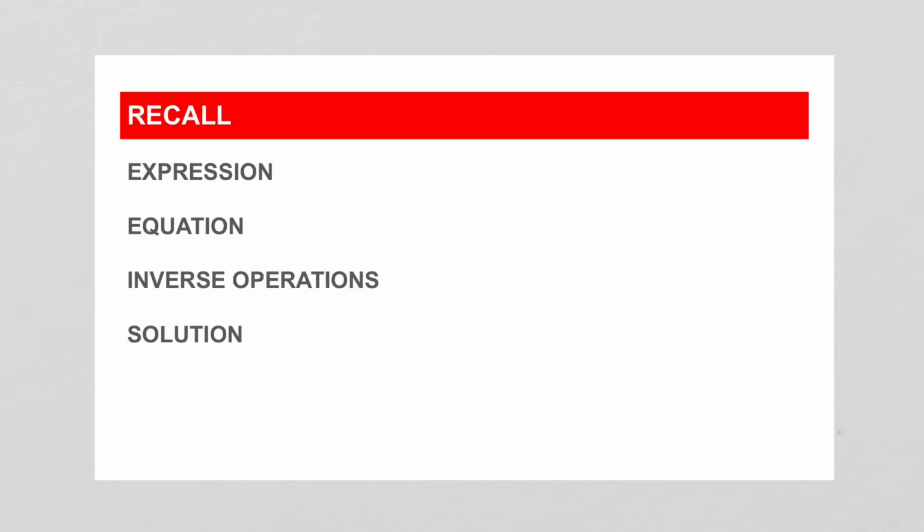So what is an expression? Well, an expression represents a value. It's got a specific value. It can have operations in it, but it has no equal sign. So for example, if I said x plus 5, that is an expression, right? Because we know that it holds some kind of value. X plus 5, that's a value. And it has no equal sign.